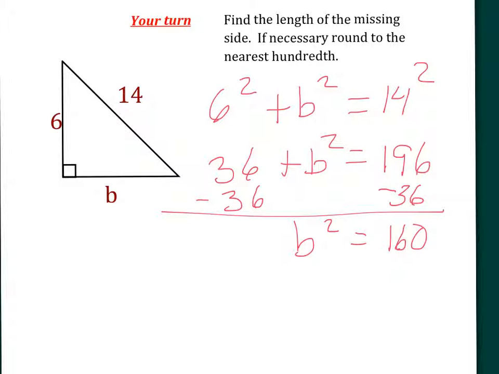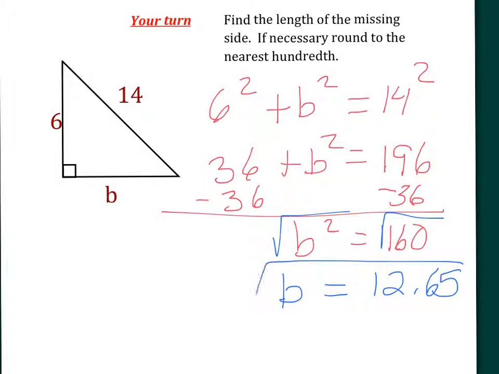Go ahead and take the square root of 160, and you get 12.65. So we have b equals 12.65. Again, on the calculator it said 12.649, but we're rounding to the nearest hundredth.